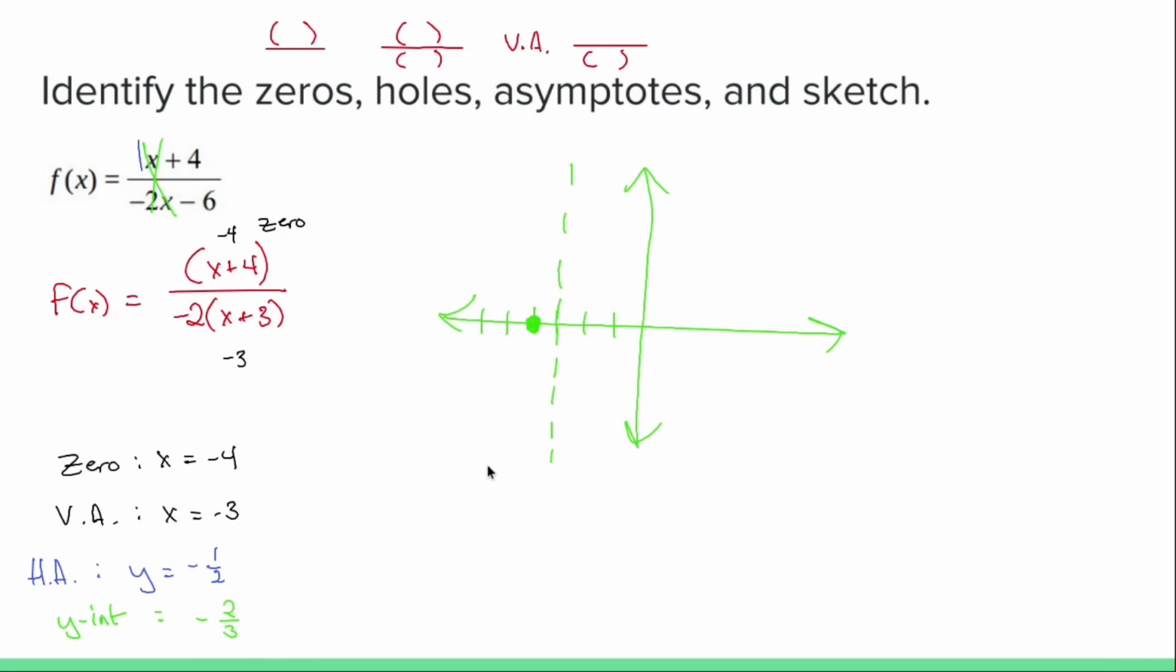Okay, I have a y-intercept at negative 2/3. So negative 2/3 would be like somewhere around here. And I have a horizontal asymptote just above it at negative 1/2. Now I know rational functions are going to look one of two ways, like this or like this.